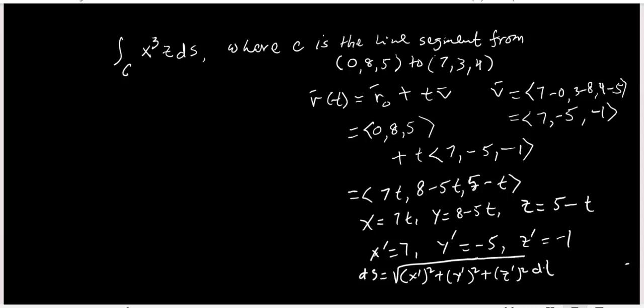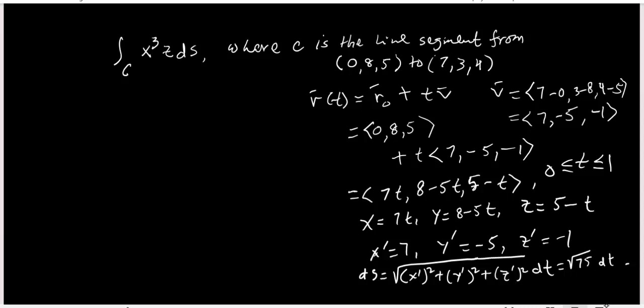And remember one more concept: when you write your vector in this format, the t limit will always be between 0 and 1. The reason is that when you plug t equals 0 into this equation, you get (0, 8, 5), which is the initial point. When you replace t by 1, you get (7, 3, 4), and that's the terminal point. That's why the t limit is this. Now plug all the values in here and simplify. You will get the square root of 75 dt.